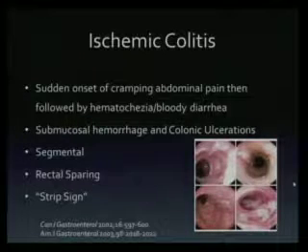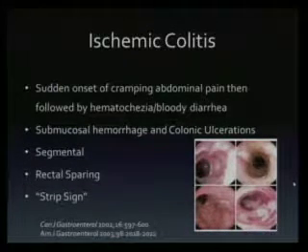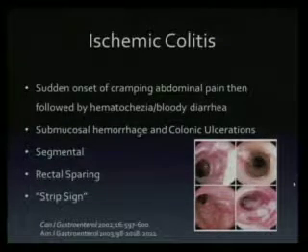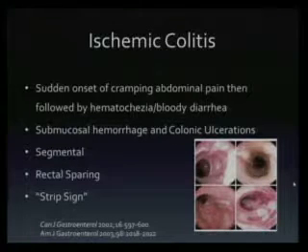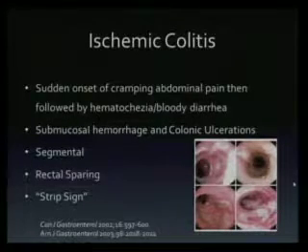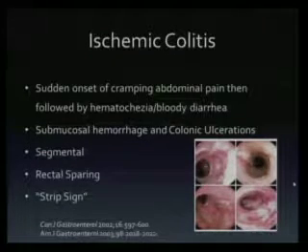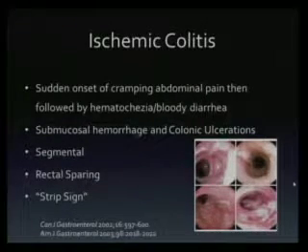Based on their presentation, it is often a sequential presentation, meaning that they have a sudden onset of crampy abdominal pain, and then they see blood. It is very rare to see blood at the same time that they have bleeding, or to see blood prior to that episode of pain.